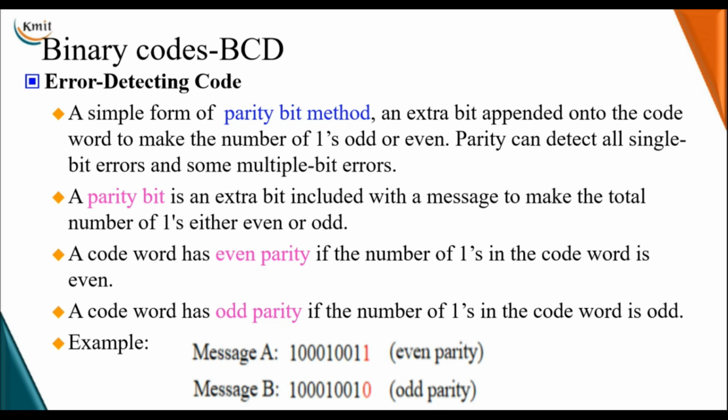So here, based on the odd or even number of ones in your given message, the message is forwarded with even parity or odd parity. There are two ways to represent even as well as odd parity using a parity checker. A parity bit can detect single bit errors, and sometimes it also detects multiple bit errors too. A parity bit is an extra bit included with your message, which makes the total number of ones either even or odd.